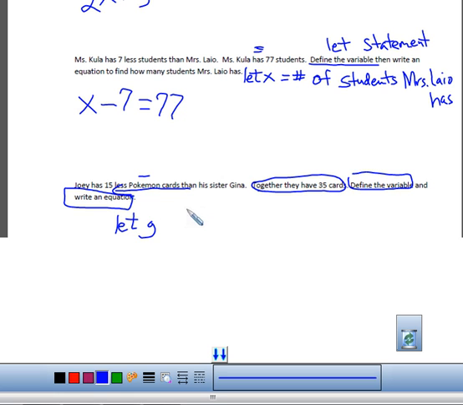Just be careful it's not a problem that involves a variable, like if we were finding area, we would use A. Don't use A in an area problem for something other than area. And we'll see some examples of what I'm talking about. So let G equal number of cards Gina has.